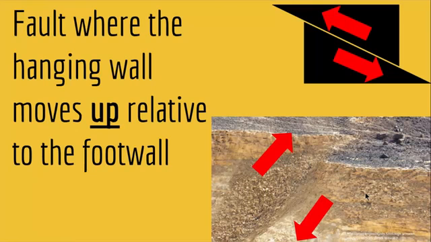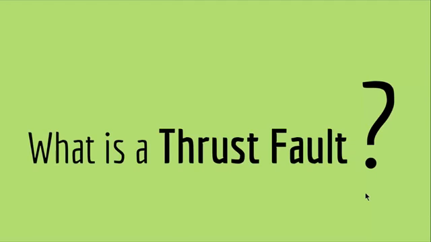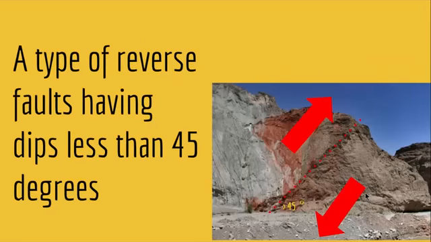The last type of dip-slip faults that we have is called a thrust fault. So what is a thrust fault? Well, a thrust fault is a type of reverse fault having dips less than 45 degrees. So thrust faults are reverse faults, but in thrust faults, the angle of the fault is less than 45 degrees. So just like you see here, this is the fault line and this side went up, this side went down.